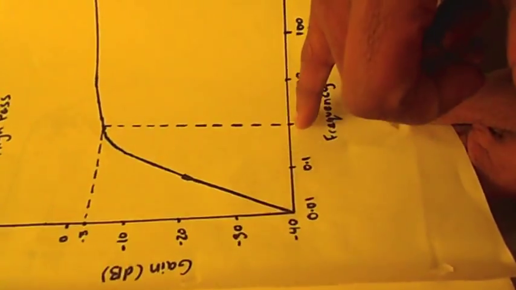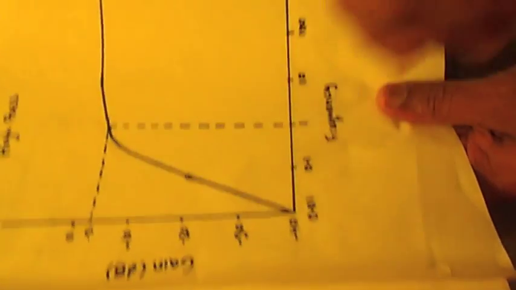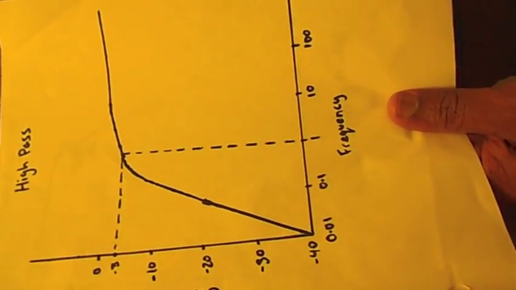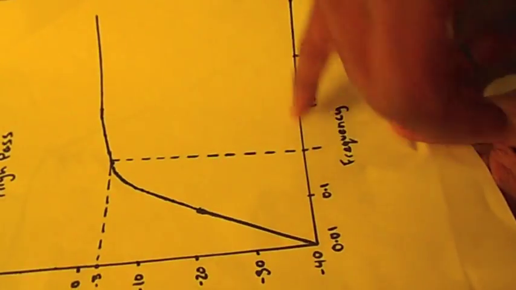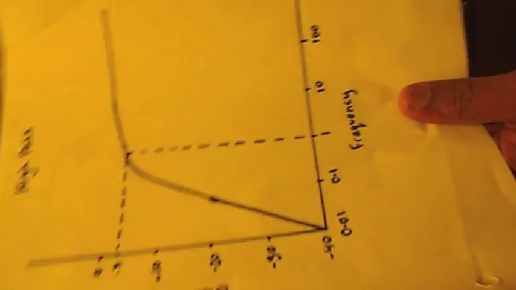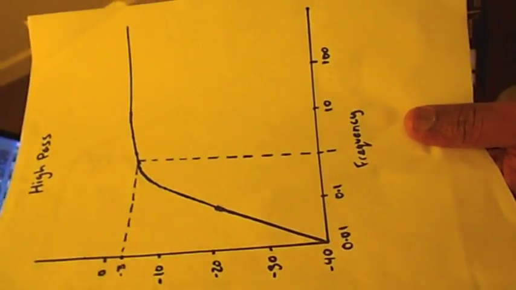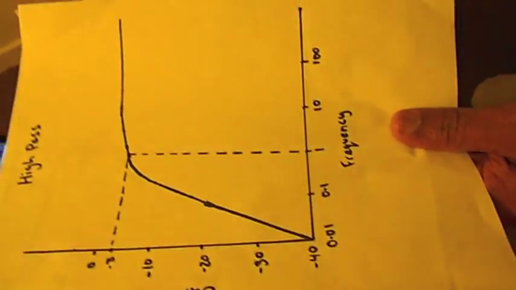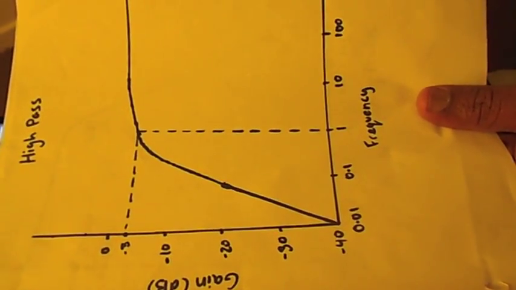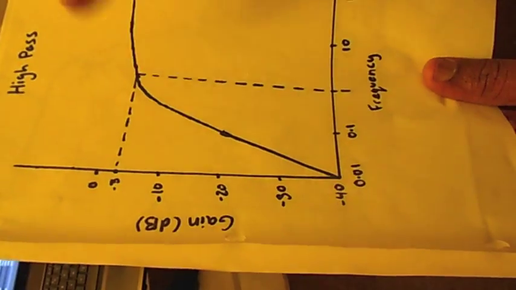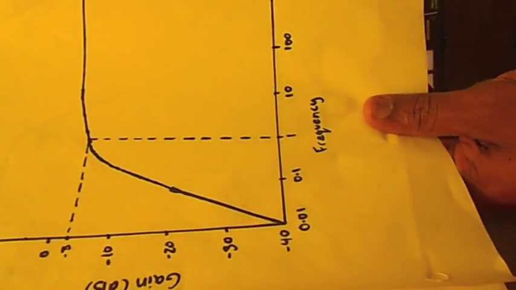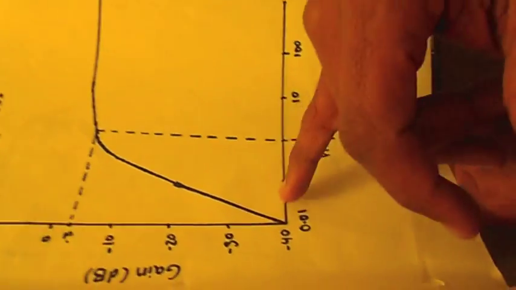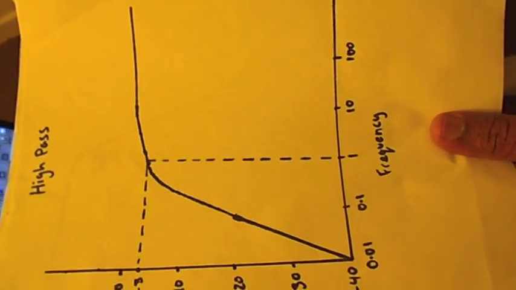This region to the left of the cutoff frequency is known as the stop band, and this frequency to the right is known as the pass band. So basically what a high pass filter does, it lets only high frequencies through, and it attenuates the lower frequencies. So this cutoff frequency here is 1 hertz. So anything more than 1 hertz will be let through, and anything lower than 1 hertz will be attenuated.